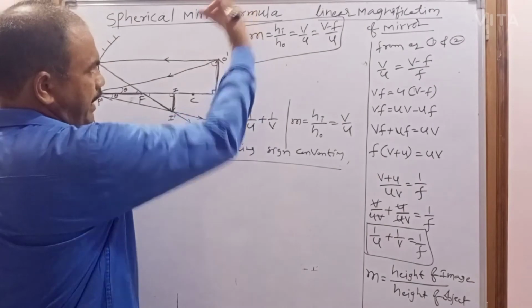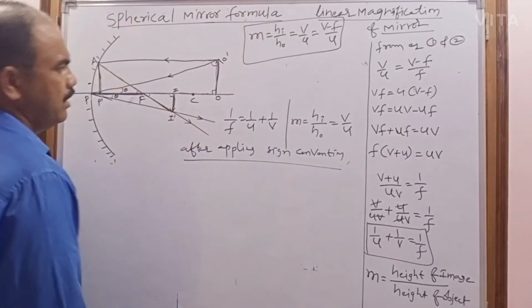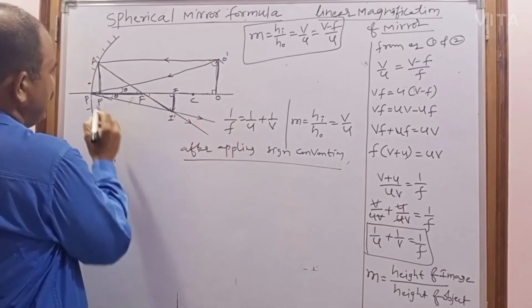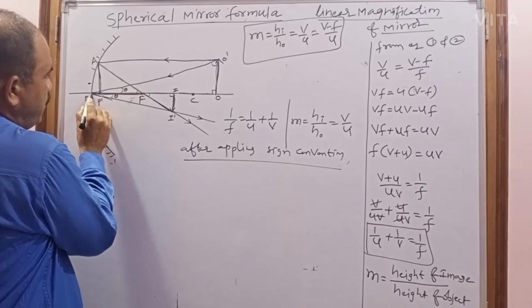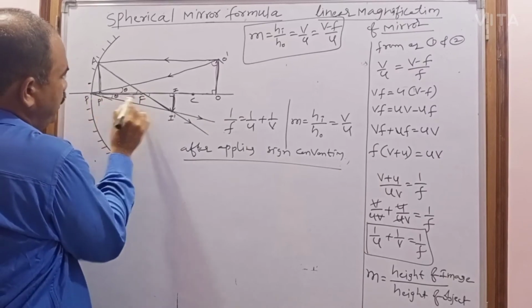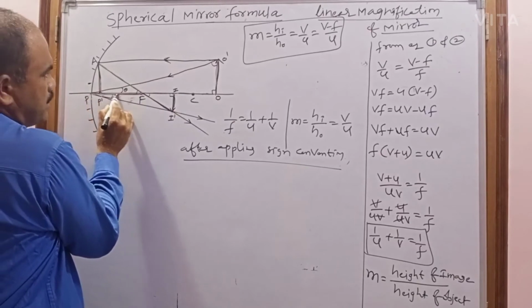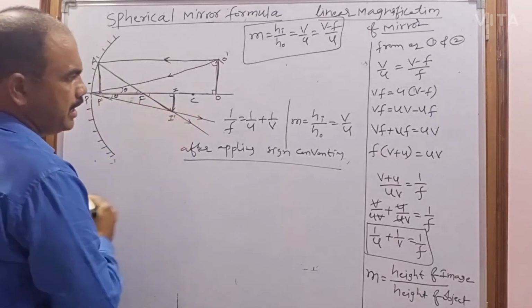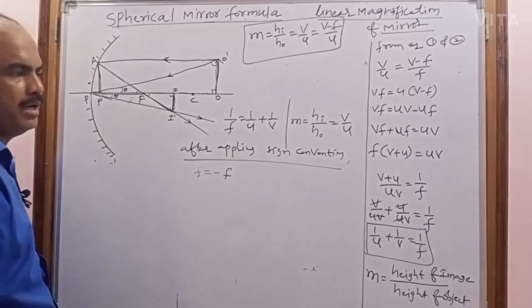Heights above the principal axis are positive, heights below the principal axis are negative. So now come to the focal length. What is the focal length? The distance from pole to focus. To measure the distance from pole to focus, in which direction are you moving? This is the incident ray direction. For this incident direction you are moving in the opposite direction. That's why f becomes minus f in case of the concave mirror.